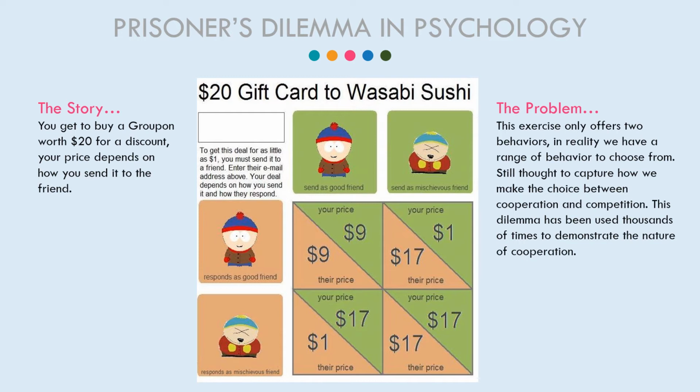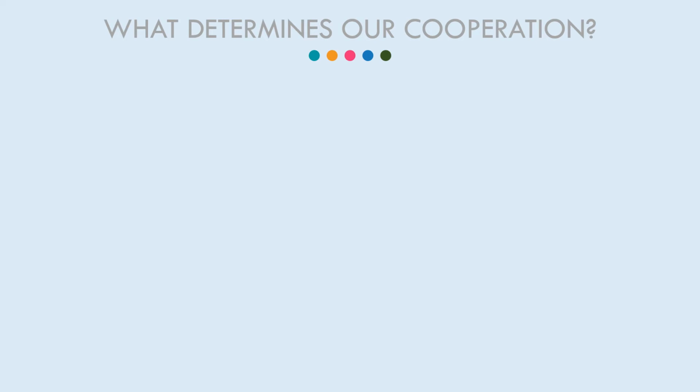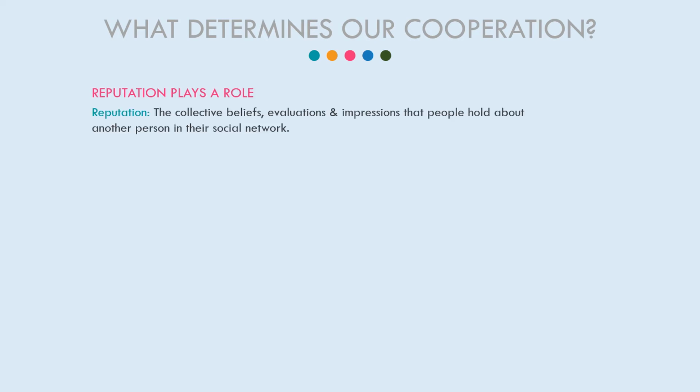The problem with prisoner's dilemma exercises is that they only offer two behaviors. In reality, we have a range of behavior to choose from. Still, this exercise is thought to capture how we make the choice between cooperation and competition, and it's been used thousands of times to demonstrate the nature of cooperation. And from it, we've learned things like what determines our cooperation, such as reputation.